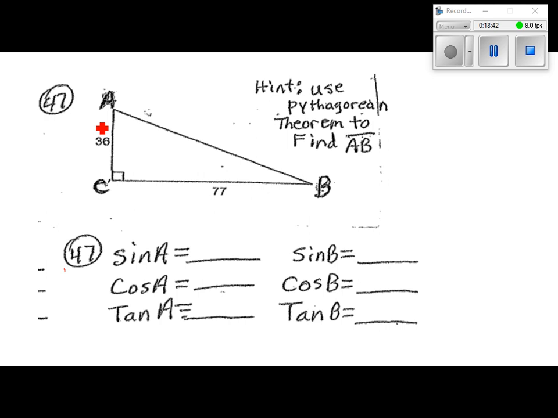So a squared plus b squared equals c squared. What's a this time? 36. What's b? 77. What's c? Question. X. We don't know. That's what we're trying to find, right? So you got 36 squared plus 77 squared equals c squared. Type into your calculator 36 squared plus 77 squared.